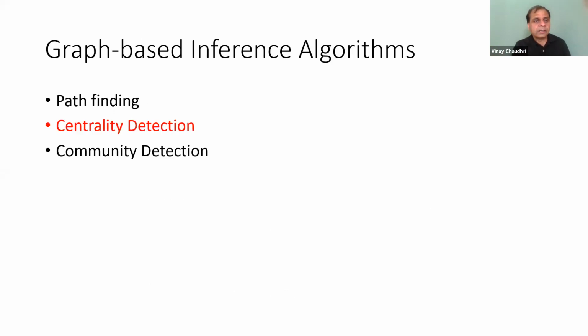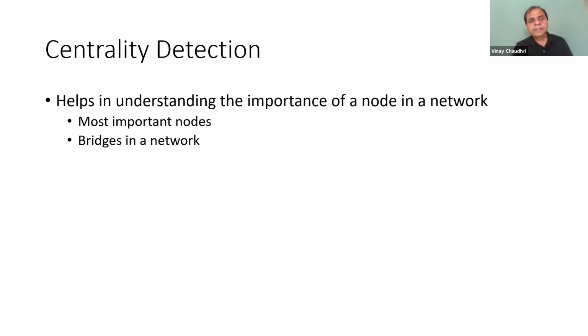All right, let's now talk about centrality detection. The basic idea behind centrality detection algorithms is that they help us in understanding the importance of a node in a network. So given a graph or graph-like structure, we want to figure out what nodes are most important, or what nodes in a way are bridges, so that they are salient in the sense that they connect lots and lots of other nodes. That kind of analysis or insight can be very useful in identifying bottlenecks or vulnerabilities in a complicated graph structure.